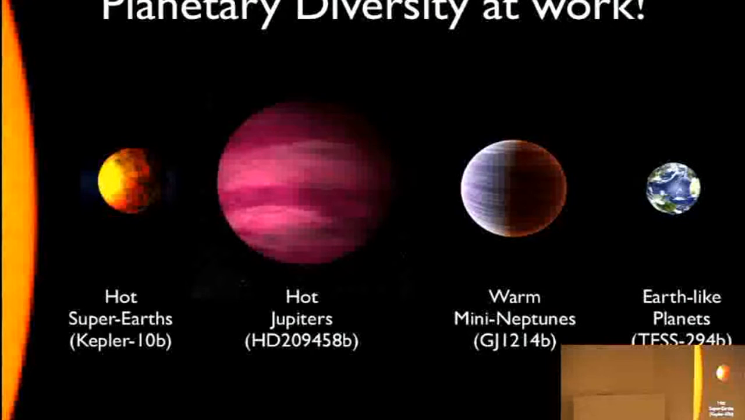So I'll just conclude with that slide, saying that clearly we see a lot of diversity at work here, a lot of surprises, a lot of things that we don't understand, but people are modeling the atmospheric circulation of exoplanets and achieving some success.